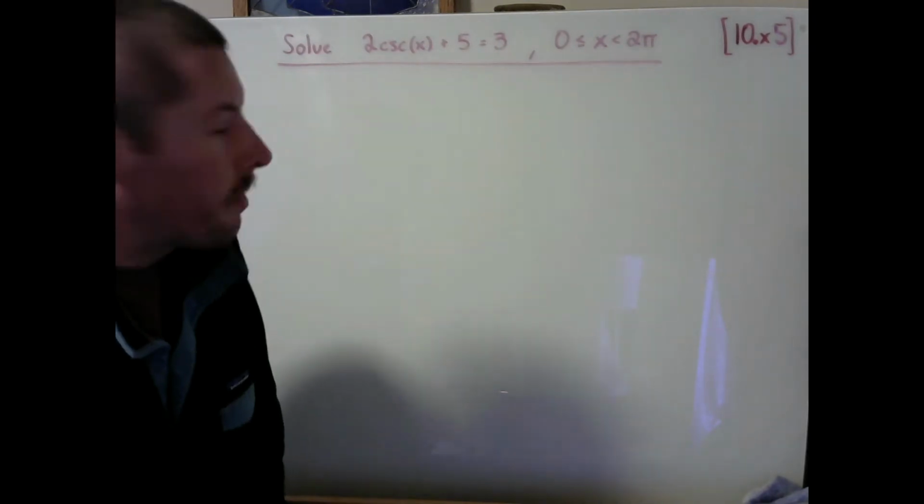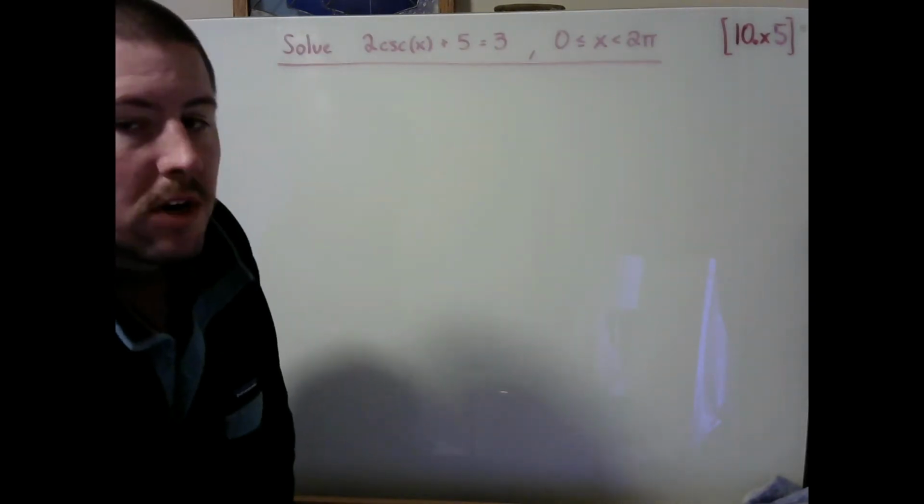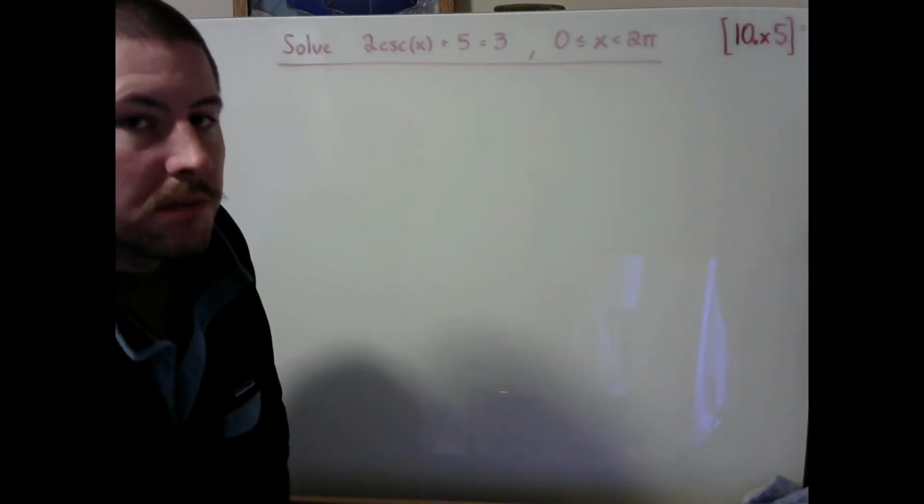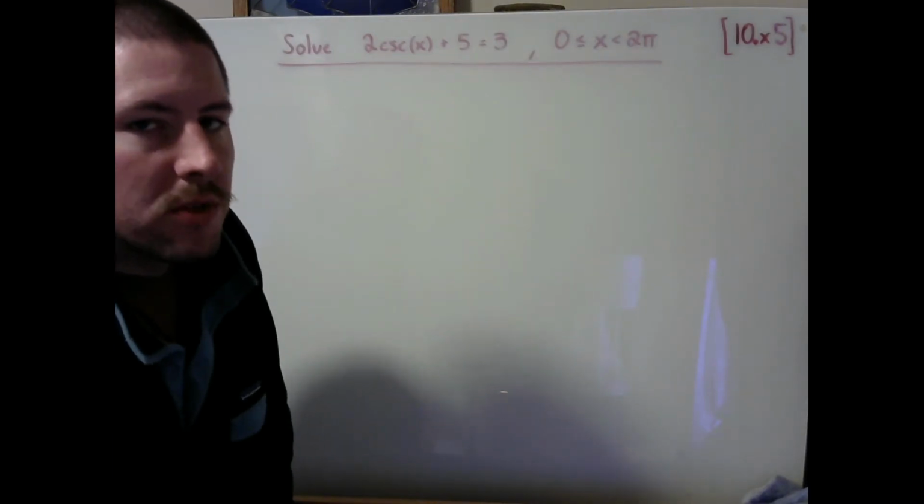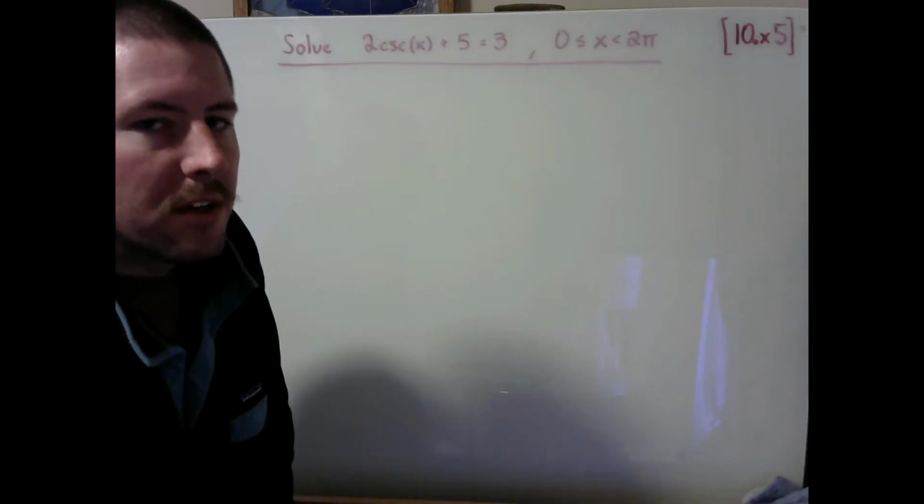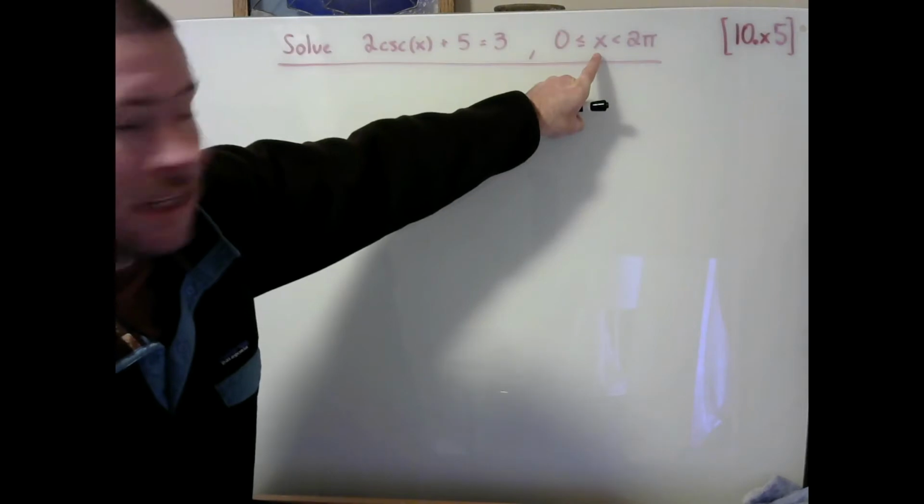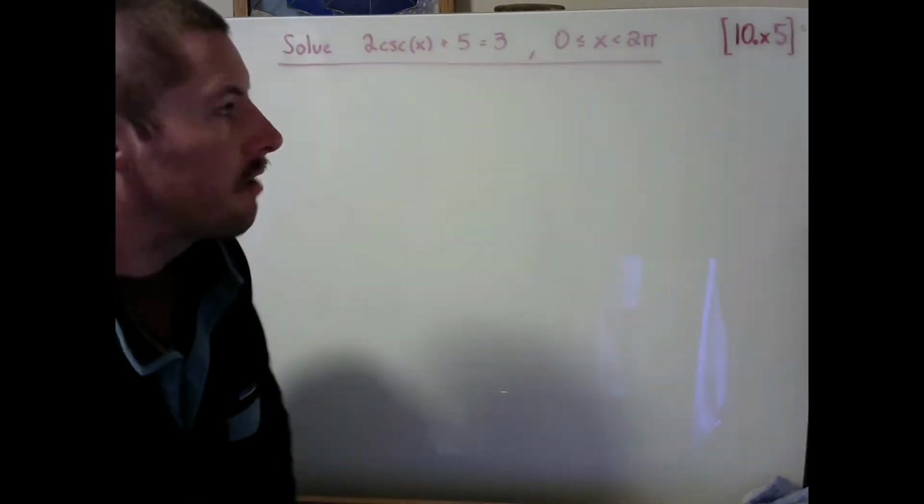Some small notes before we get started here. One, we should notice that in the previous example, example 4, we were looking for a general solution. General solutions are always going to involve that k term, where we're looking for the infinite number of solutions that exist to the equation. Here, we're only interested in the solutions that exist in the interval 0 to 2 pi.